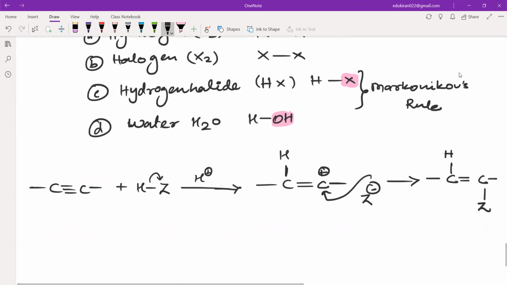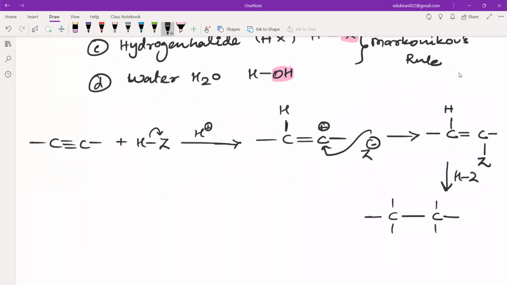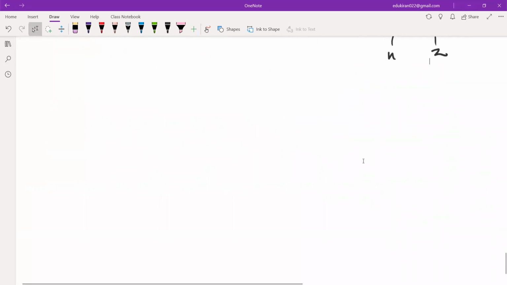Okay. Next, what will happen? You can again react this with HZ and you are going to form simple alkenes. Okay, this is the alkene with 1 mole. We'll again react this with HZ and you are going to get carbon, carbon, and depending on the carbon, hydrogen, hydrogen, and Z and Z. Okay, so this is the general reaction. So let us first of all write hydrogenation, addition of H2.